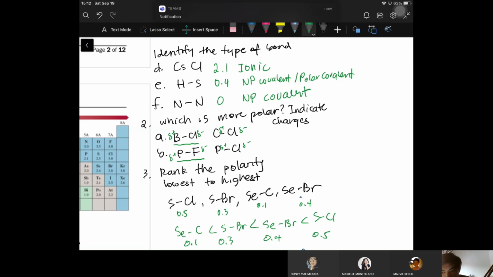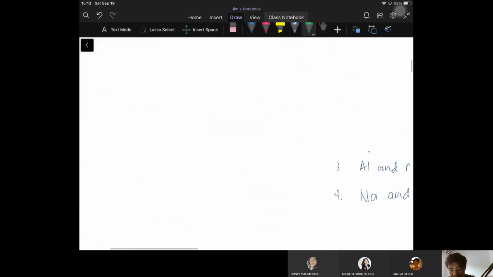Sir, paano po yung charge indication na gusto nyo? Buong molecule or yung individual atoms? Okay lang. Yung atom na least electronegative, siya yung partial positive. Yung atom na most electronegative, siya yung partial negative. So, at each atom yung charges na ilalagay natin para mas specific tayo. Okay?